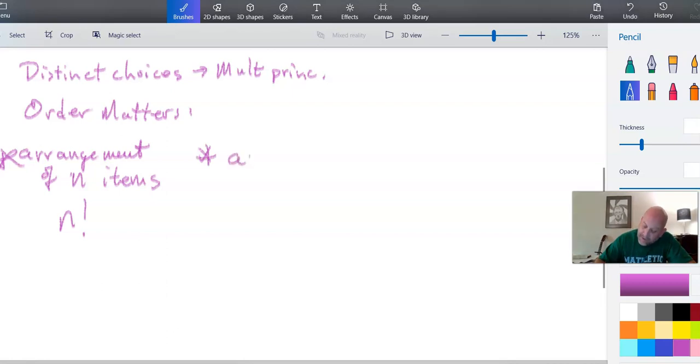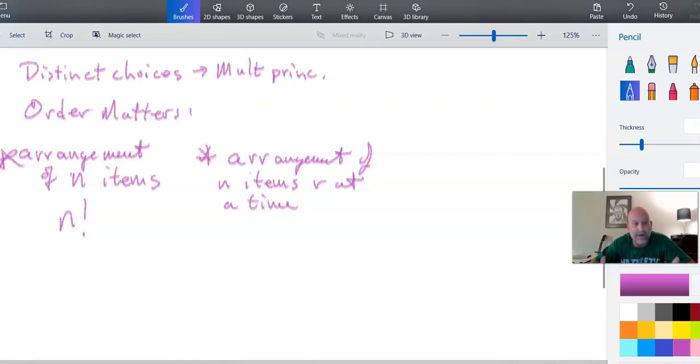Then we have the arrangement of n items r at a time. That's where we're looking at 9 competitors, but only 5 of them are going to place, right? And so we have n items, 9 items in this case, because there's 5 places, we're arranging them 5 at a time. So that would be your NPR. Right? This is where order matters.